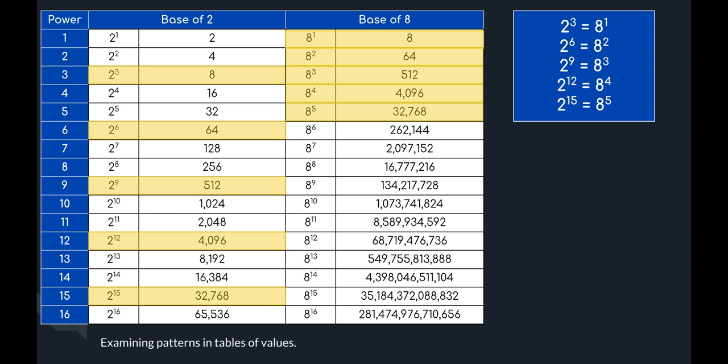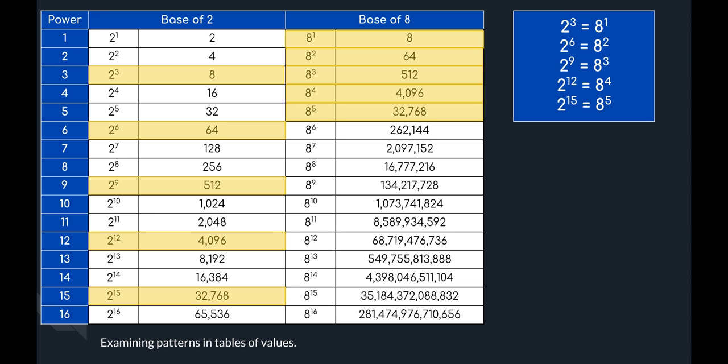2 to the third equals 8 to the first. 2 to the sixth, 8 to the second. 2 to the ninth, 8 to the third. When it was powers of 2 and powers of 4, there was a ratio of 2 to 1 or 1 to 2, depending on which way you were reading the powers.